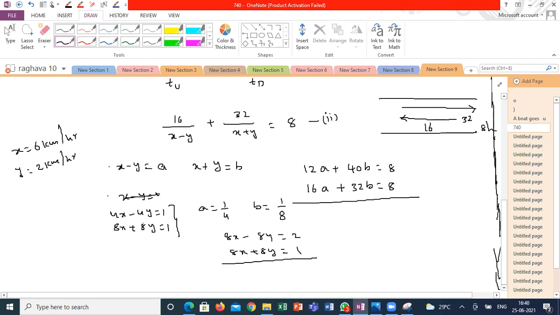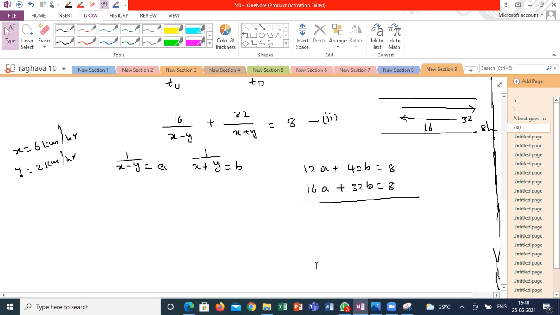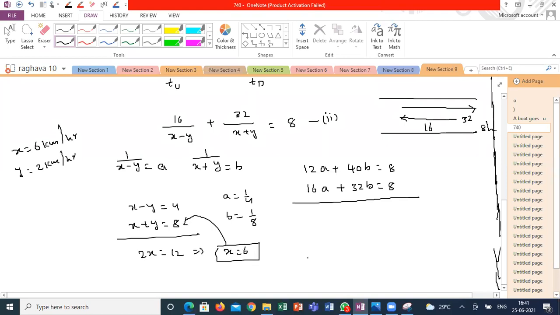No, my assumption is wrong. This is 1 by x minus y, and this is 1 by x plus y. Sorry guys, my mistake. So x minus y is equal to 4, x plus y is equal to 8, because a is equal to 1 by 4 and b is equal to 1 by 8. So 2x is equal to 12. From here, x is equal to 6. Substituting the x value in any one equation, y is equal to 2. So x is equal to 6 km per hour, y is equal to 2 km per hour. Is it clear, guys? Shall I move to some other question?